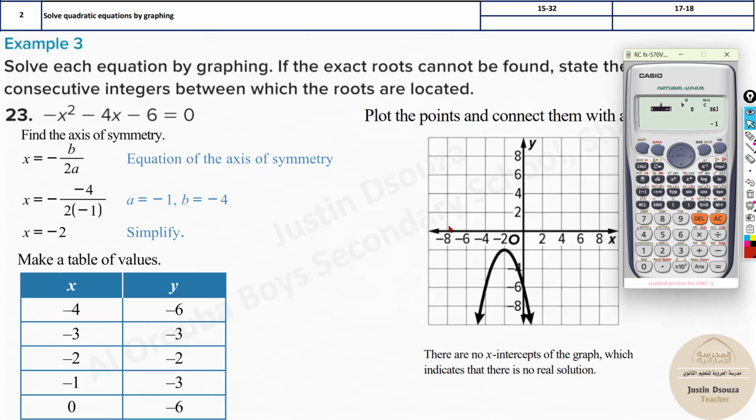Now over here, this one is a bit important. Why? Because let me try solving it. It's minus 1, minus 4, and lastly we have minus 6. What's the answer? That's an imaginary number. There are imaginary numbers. That means there's no real solutions. Therefore, you can see this graph doesn't even touch the x-axis. It is away from the x-axis because there are no solutions over here. That's the reason.